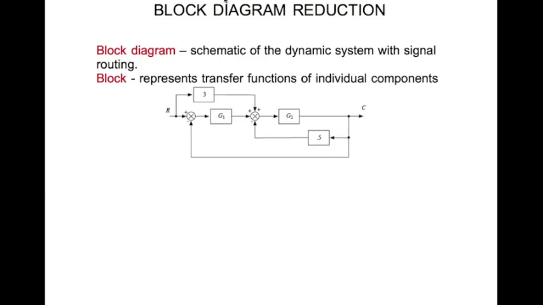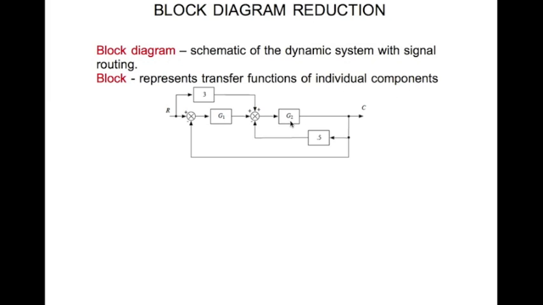In this short video, we'll look at block diagram reduction. So what's a block diagram? The block diagram is the schematic of the dynamic system with signal routing. Here is an example of a block diagram. Now these individual blocks here, they represent transfer functions of individual components.